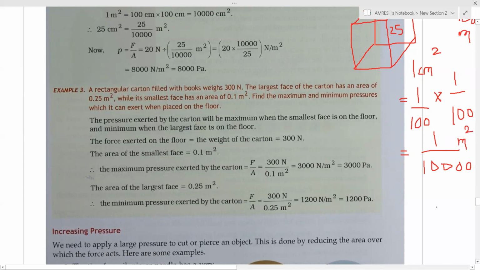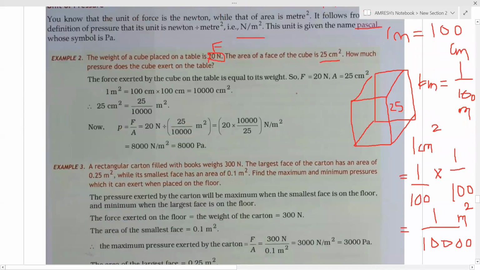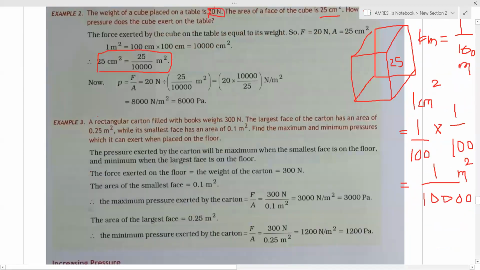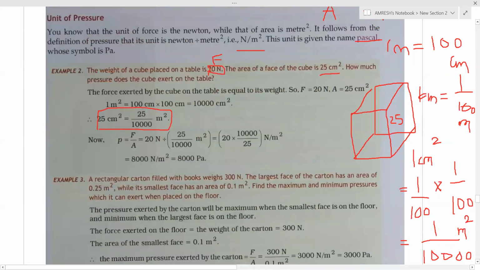So 25 centimeter square means how much meter square? 25 by 10,000 meter square. Understood how we got 25 by 10,000 meter square? 1 centimeter is 1 by 100 meter, but 1 centimeter square is 1 by 10,000 meter square. Got it? So here 25 centimeter square is 25 by 10,000 meter square.